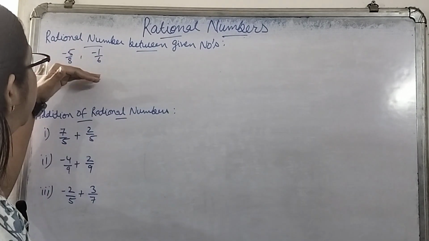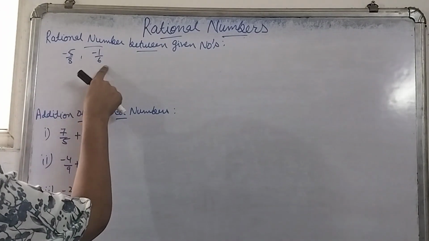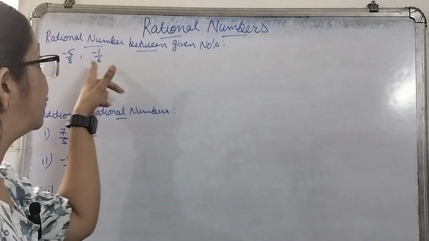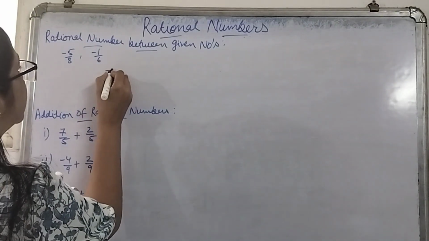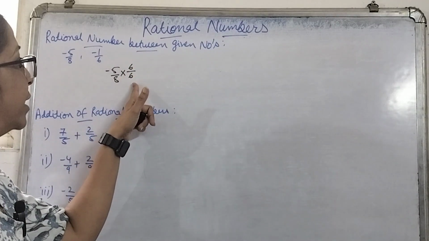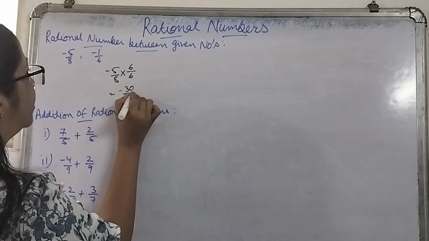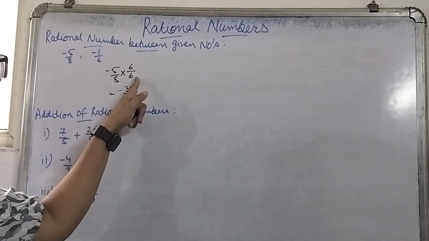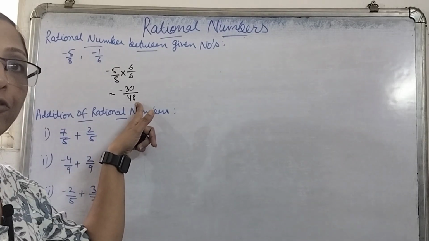So how can we find any given number of rational numbers between any two given rational numbers? First of all, over here we can see one denominator is 8 and another denominator is 6. So first of all, we can make the denominators equal. For that, minus 5 upon 8, if we multiply it by 6 in the numerator and in the denominator, the number will become minus 30 upon 48, since 5 times 6 is 30 and 6 times 8 is 48. Minus 5 upon 8 can be written as minus 30 upon 48.